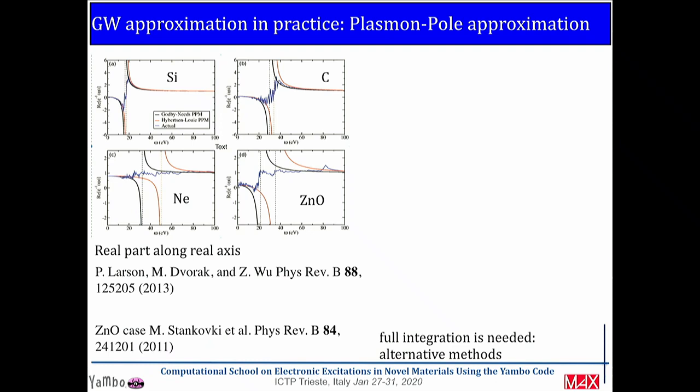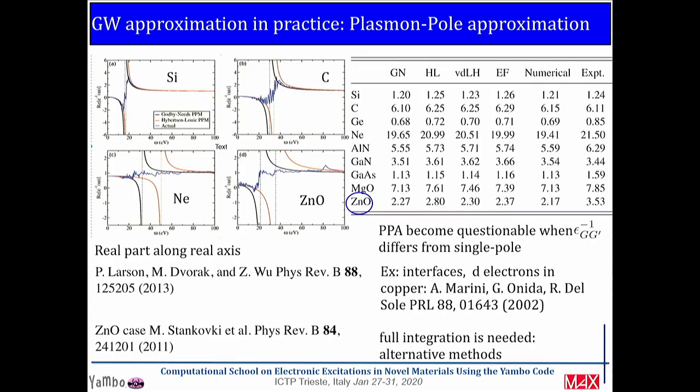In the case of silicon, everything is similar. Here you can see some difference. And here is the impact of different approximations. GN is the Godby-Needs, this is the Ibersen-Lewis, here other models. This is the reference, the numerical calculation of the self-energy, so calculating for a number of frequencies. So let's say this is the reference and this is the experiment. As you can see, besides silicon, everything works perfectly.